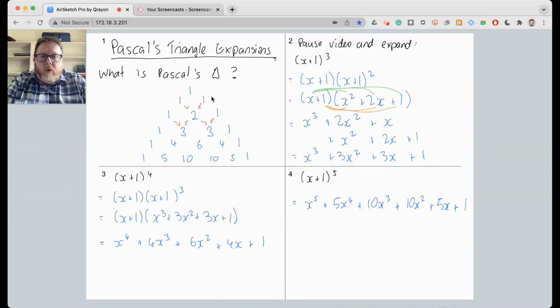It does work for all powers. So like x plus 1 to the power of 0, for example, is just 1, and there's the 1 there. x plus 1 to the power of 1 was just x plus 1. So 1 and then 1. x plus 1 to the power of 2 is just our square. 1, 2, 1. So it perfectly works for all expansions from x plus 1 to the power of 0 to x plus 1 to the power of 5. Okay, let's have a look at it in practice a little bit more.